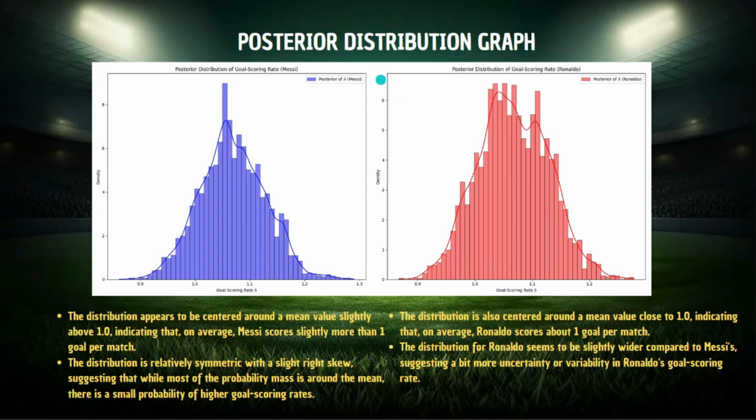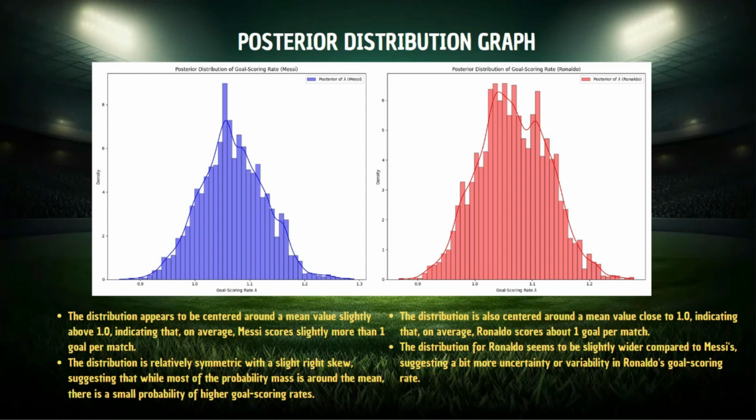And here's an interpretation of the posterior distribution graph. We can see that the posterior distribution of goal scoring rate for Messi appears to be centered around a mean value slightly above 1.0, indicating that on average Messi scores slightly more than 1 goal per match.